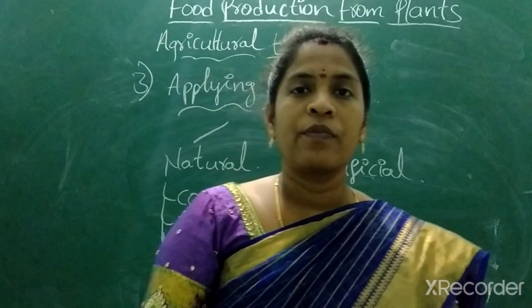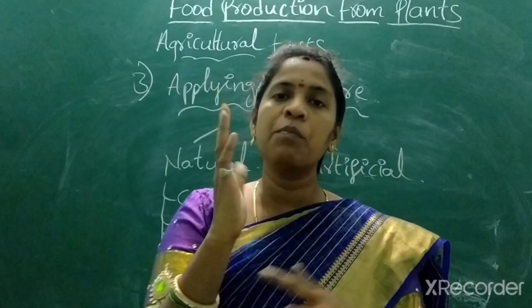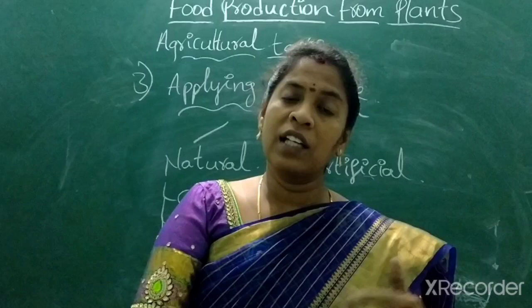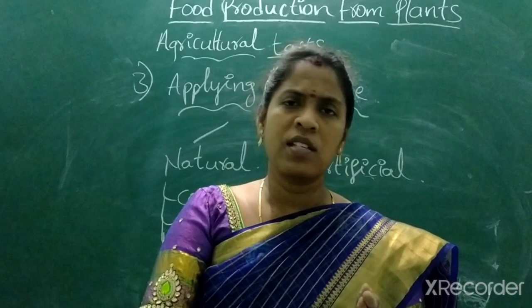That panchagavya, they filter it properly and fill it in bottles. 1 liter of panchagavya is used for 10 liters of water. So for 10 liters of water, 1 liter is enough. And the 10 liters we can sprinkle on almost 5 to 6 acres. Actually, 5 to 6 is not possible, but 2 to 3 acres we can.